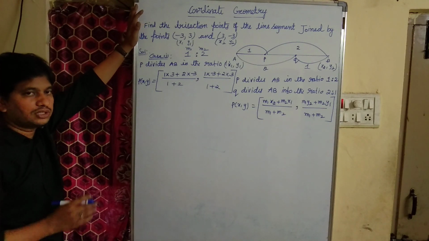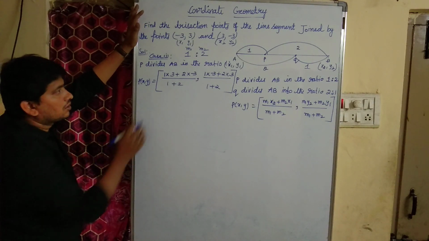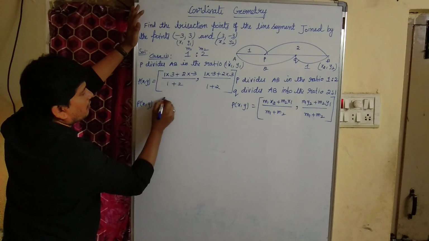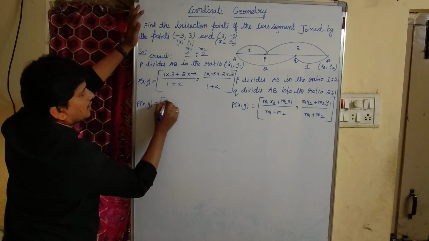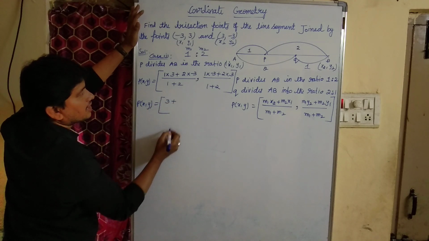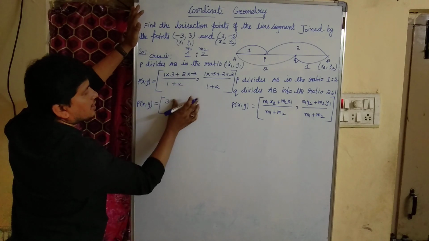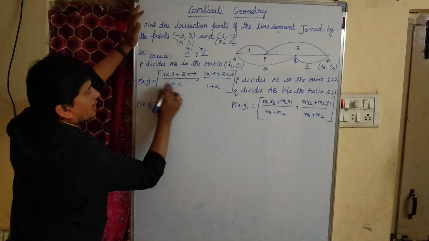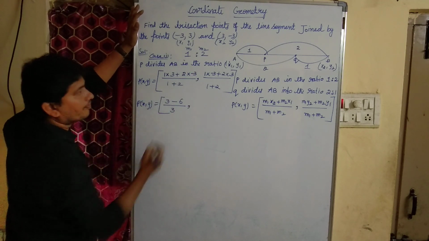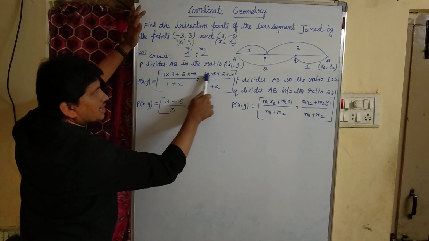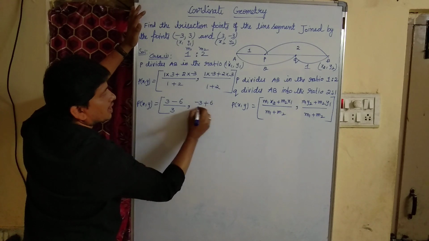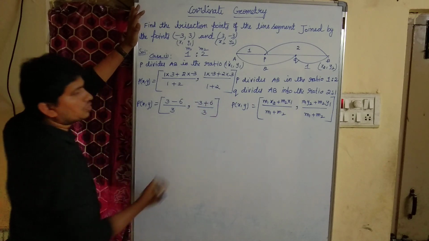Okay children, simply we have to substitute the values. 1 into 3, that is 3. P of x comma y equal to 1 3 is 3. In between we have plus, but plus into minus, it will become minus 2 3 is 6 divided by 1 plus 2 is 3. Again plus into minus, minus 3 plus 2 3 is 6 divided by 1 plus 2 is 3.